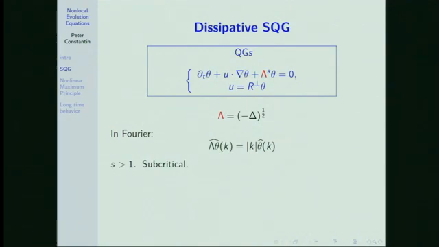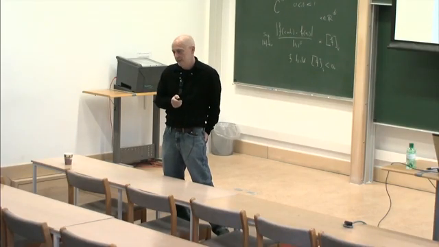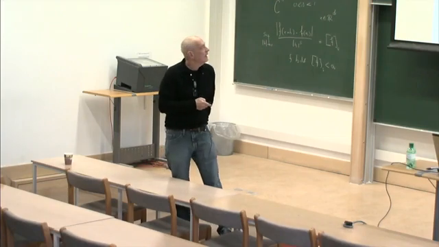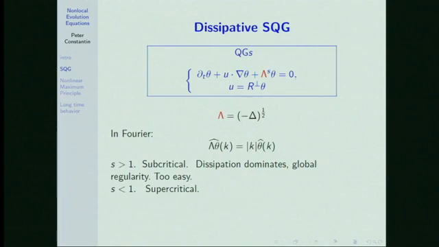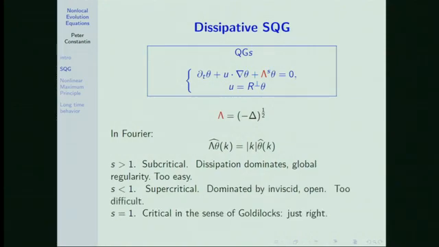So if s is larger than 1, I have here more than one derivative. The dissipation dominates. You have global regularity. And from the point of view of people who want to flex their muscles, it's too easy. Okay? If s is less than 1, this is supercritical. It's dominated by the inviscid problem. It's open. It's difficult. If s is 1, it's critical in the sense of Goldilocks. Okay? It's just right. Okay?